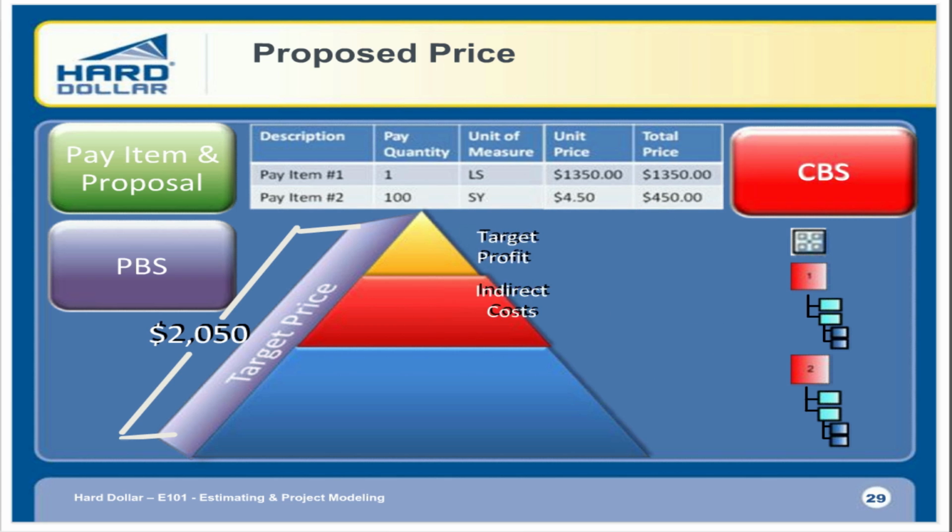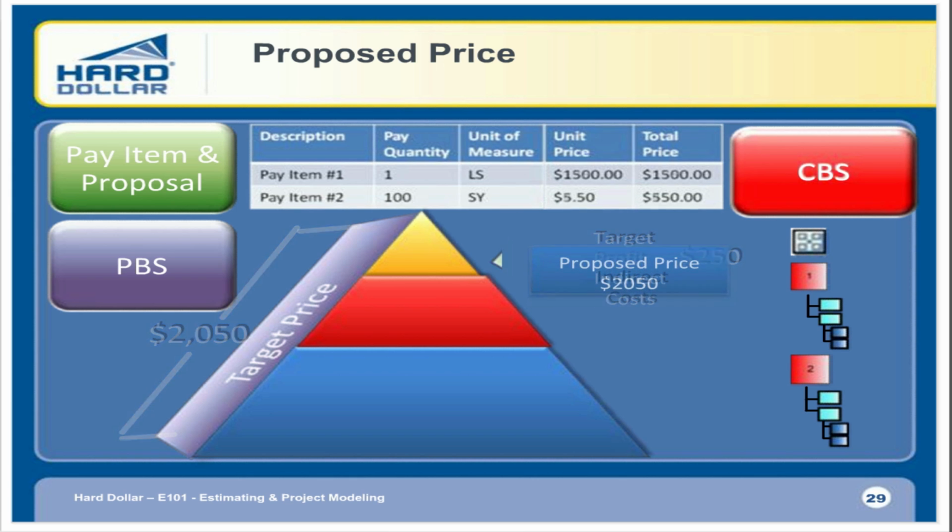Next, we will take the indirect costs and target profit and spread them proportionally over all the pay items. In this example, the indirect costs and profit amounts to $250. This amount is also the variance between the target price of $2,050 established in the PBS and the direct costs of $1,800 established in the CBS. Once we have done this, we arrive at the proposed price of $2,050, which is equal to the target price.